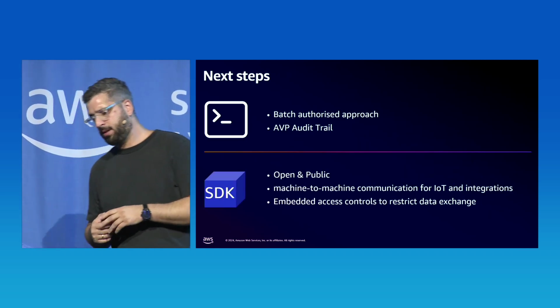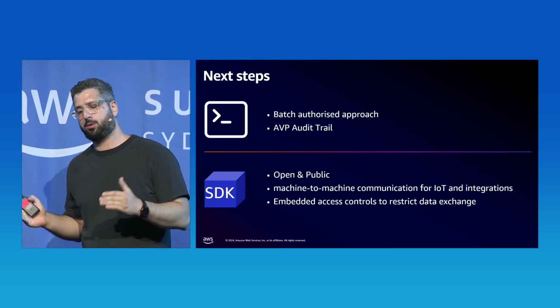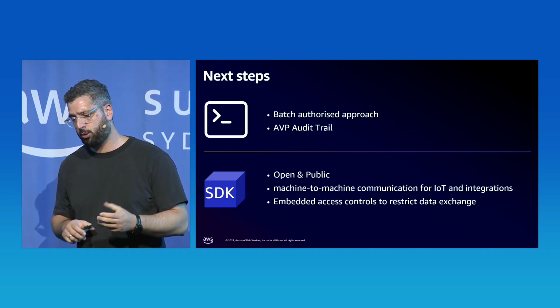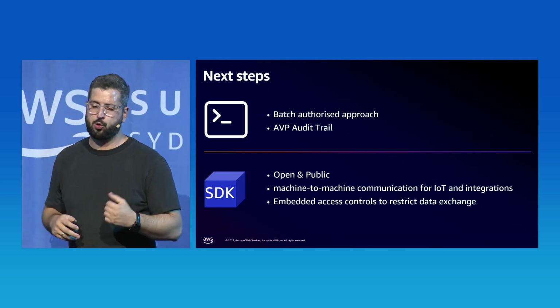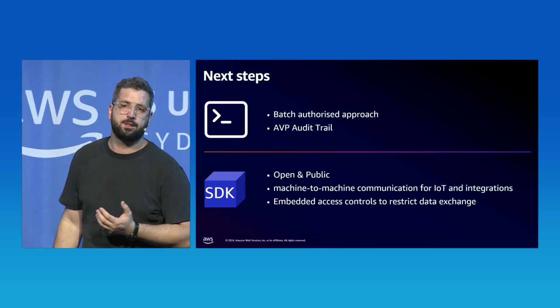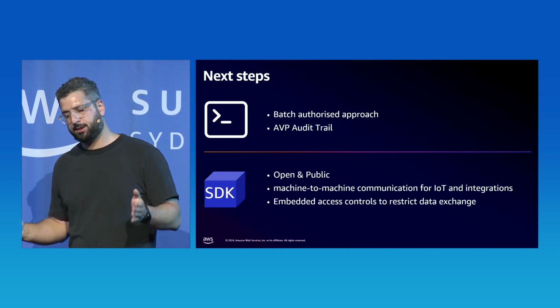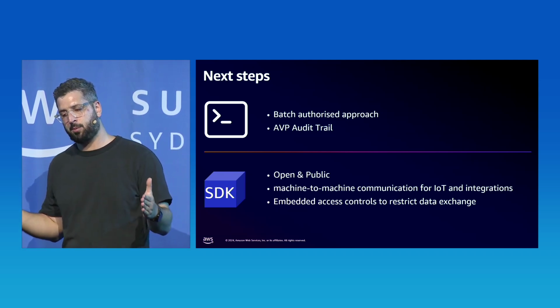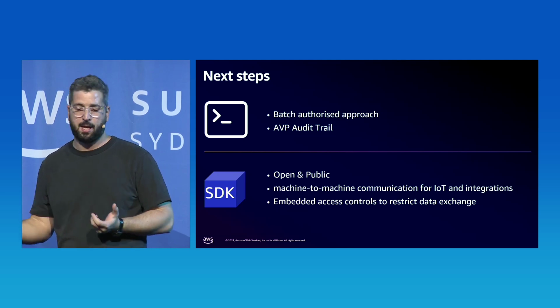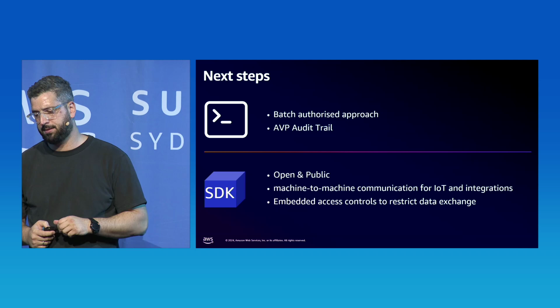For Grosvenor, the next steps are in the short run to enhance our batch authorized approach in our front end and how we store those policies, and to create a new feature that utilizes AVP audit trail to show policy changes to our end user. In the long run, we're building an open and public service that allows machine-to-machine communication with IoT systems and other integrations, utilizing AVP for its permission service.